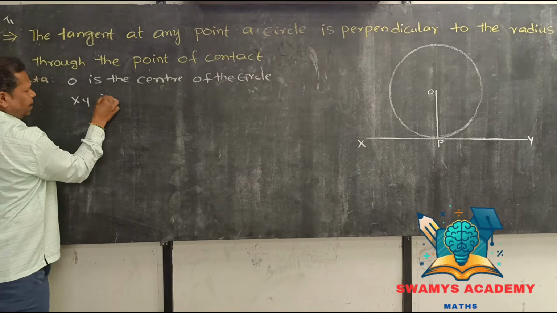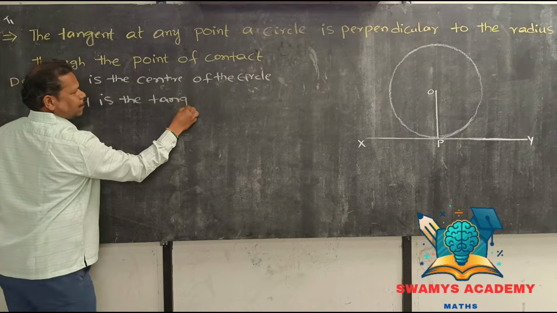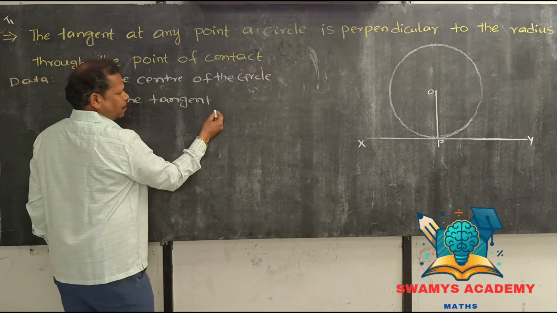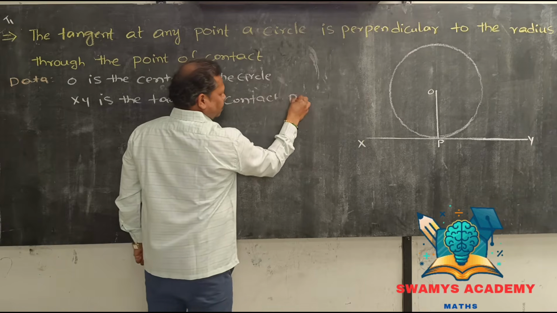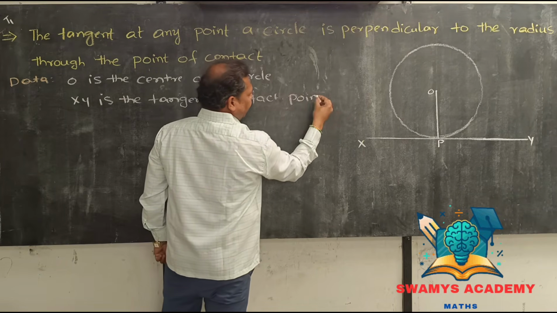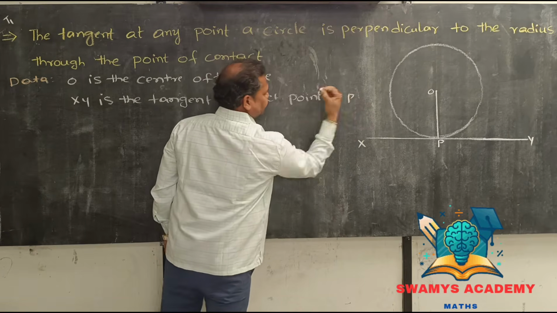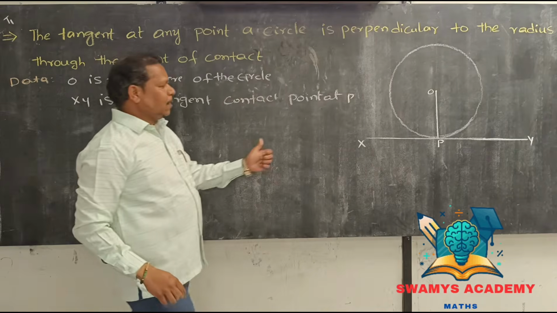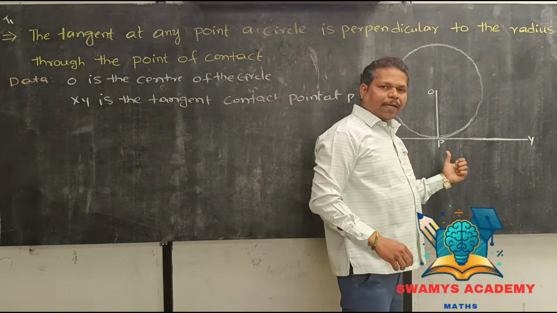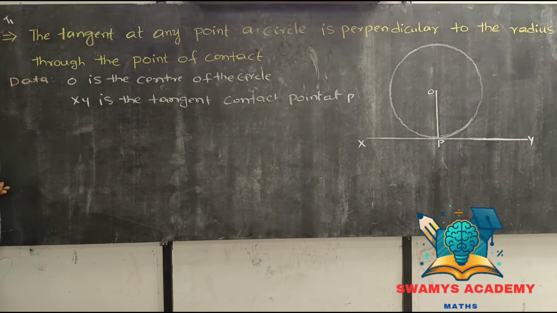XY is the tangent, contact point P. This is about the data. O is the center of the circle. XY is the tangent with contact point P. Next, to prove.